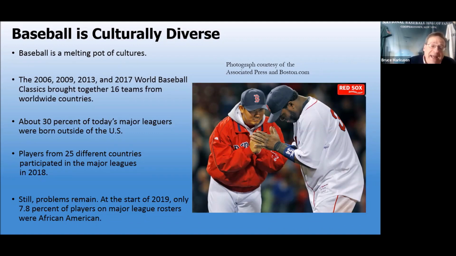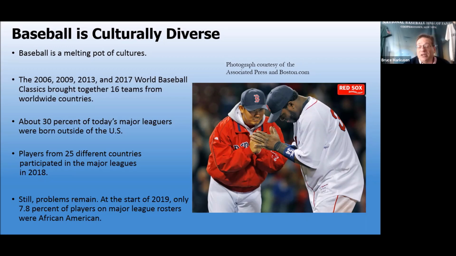Go back to the mid-1980s, about 35, 40 years ago. At the high point, you had 18% participation by African Americans in the game. So it's fallen from 18 to 7.8% during that time. And it's remained steady, around 8% or less for a number of years now.